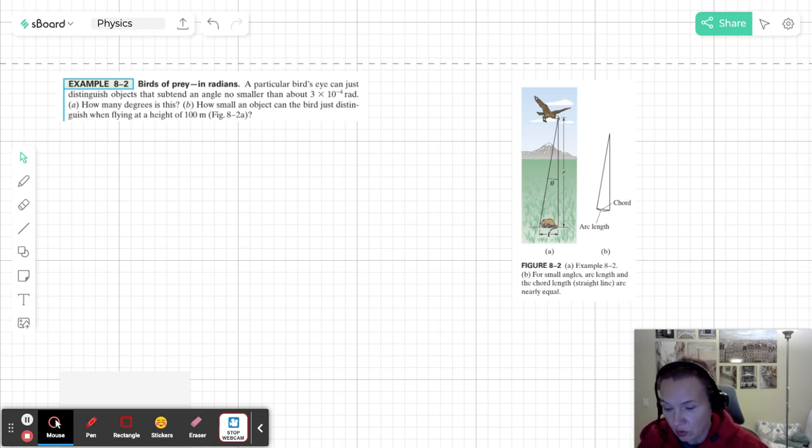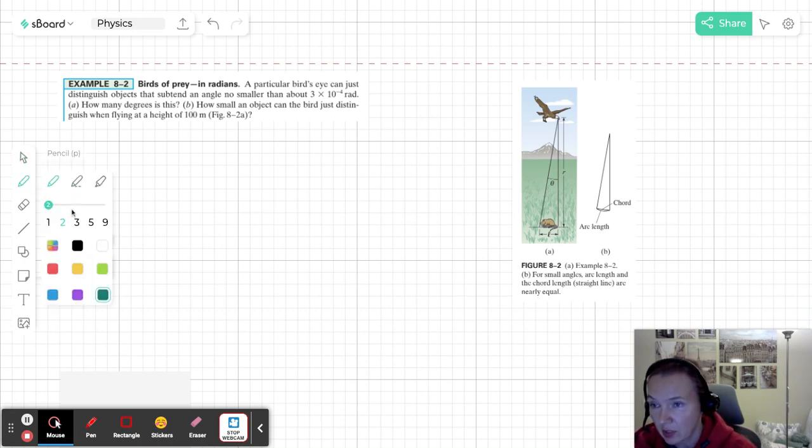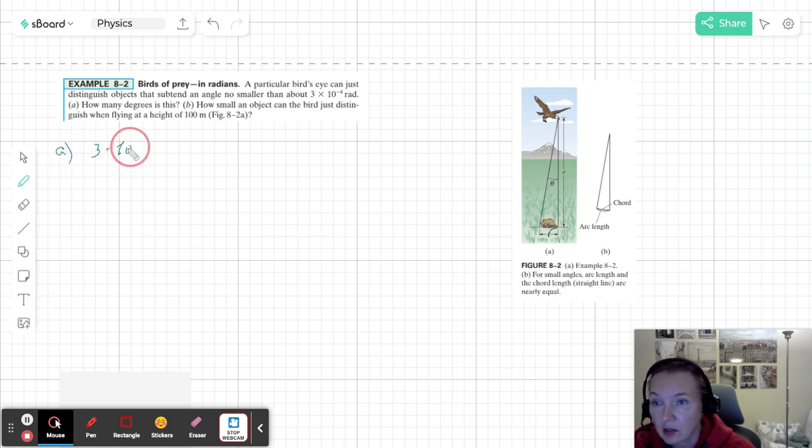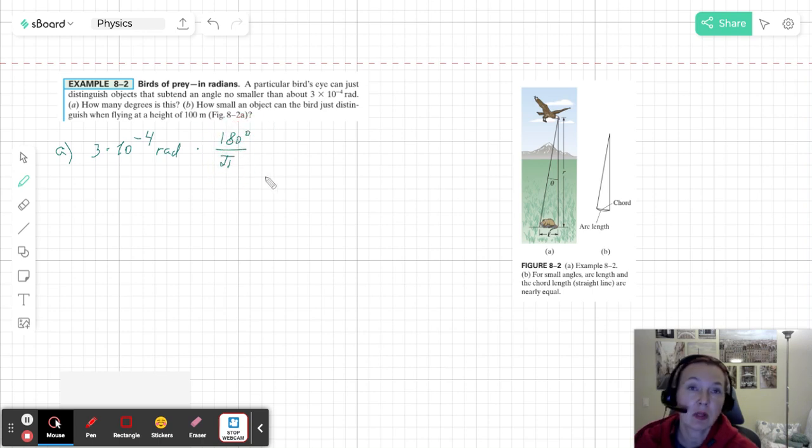First thing, we need to convert our radians into degrees. So that means that we are going to multiply our 3, part A, 3 times 10 to the negative fourth radians. We have to multiply it by 180 degrees and divide it by pi, or you can multiply by 360 divided by 2 pi. I already simplified it. So this is going to be approximately equal 0.017 degrees. Very, very small angle here.